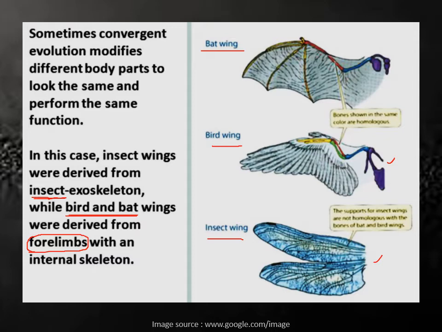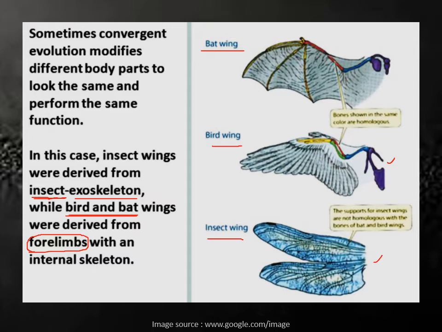For birds, it will be the four limbs. For insects, it will be the exoskeletons. So same environmental problem, same function is done by different groups of organisms to adapt to a particular environmental condition, to solve any particular problem in different ways.